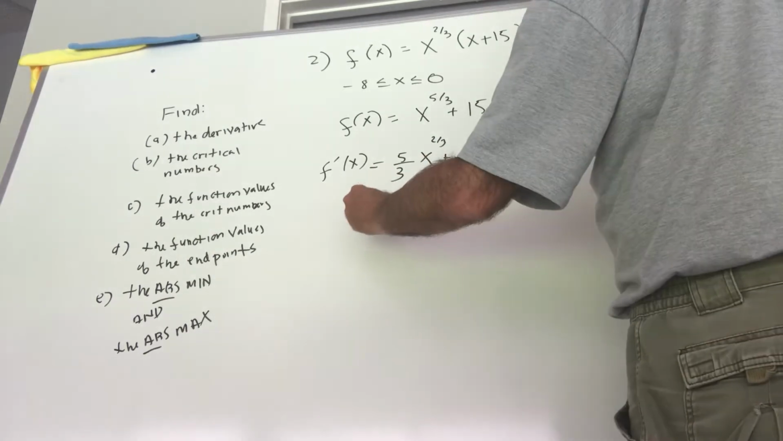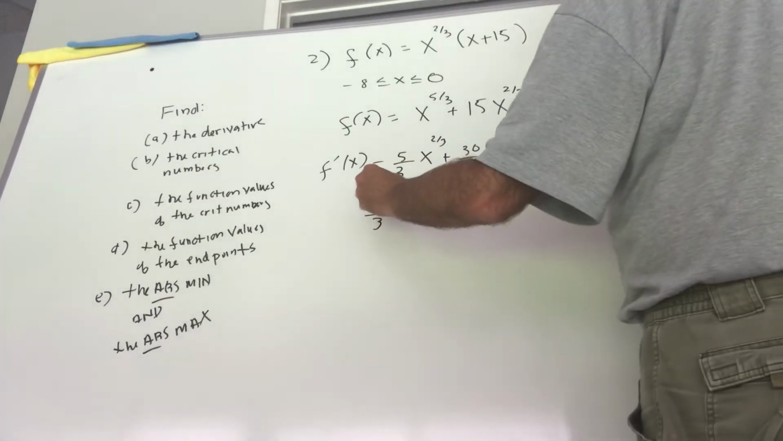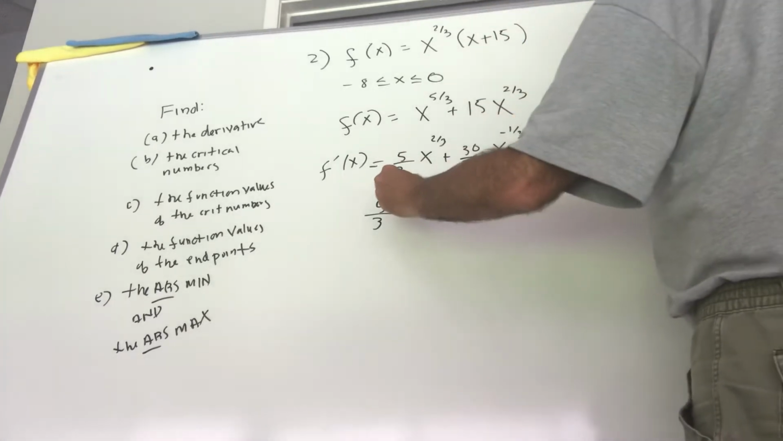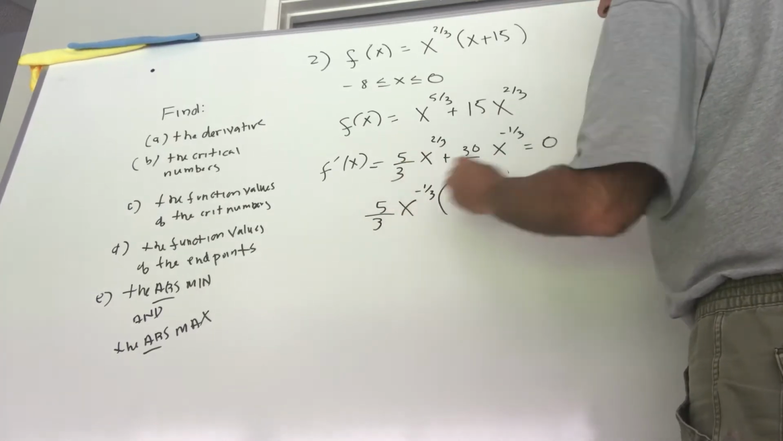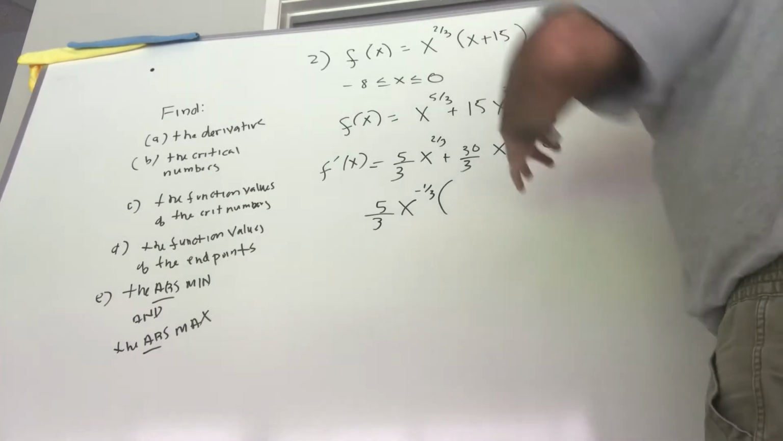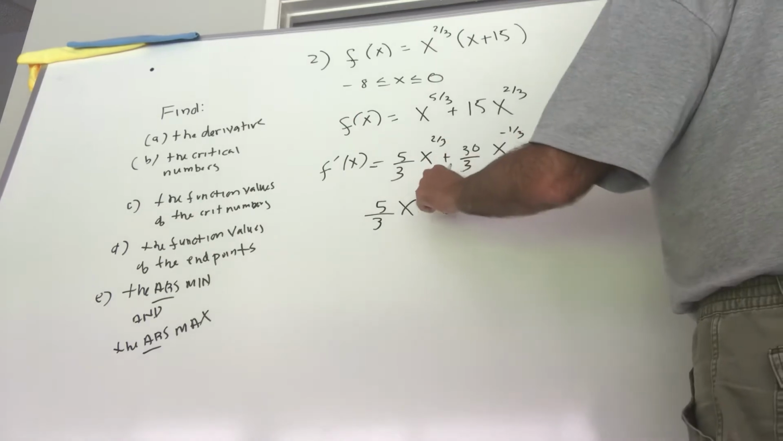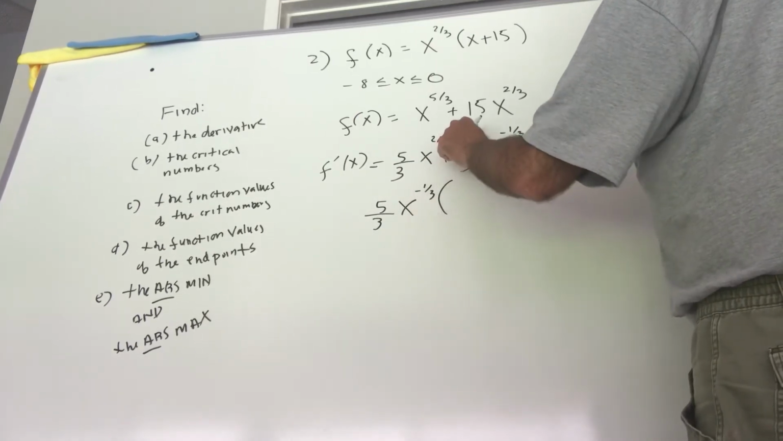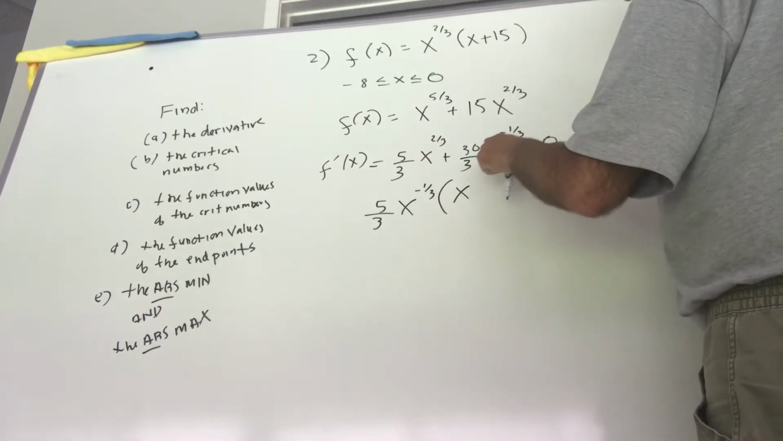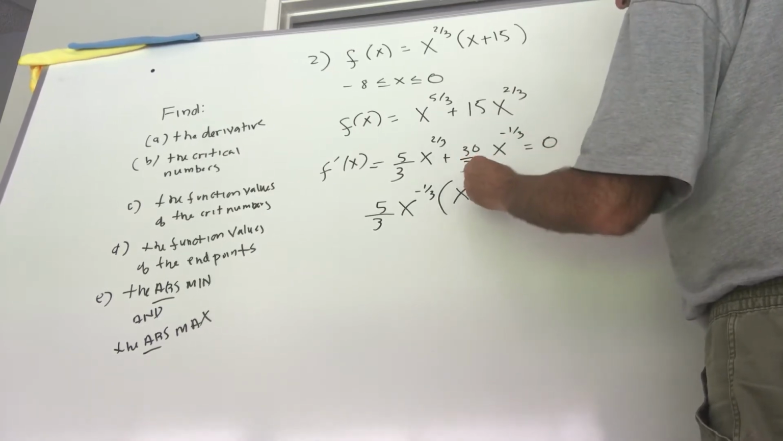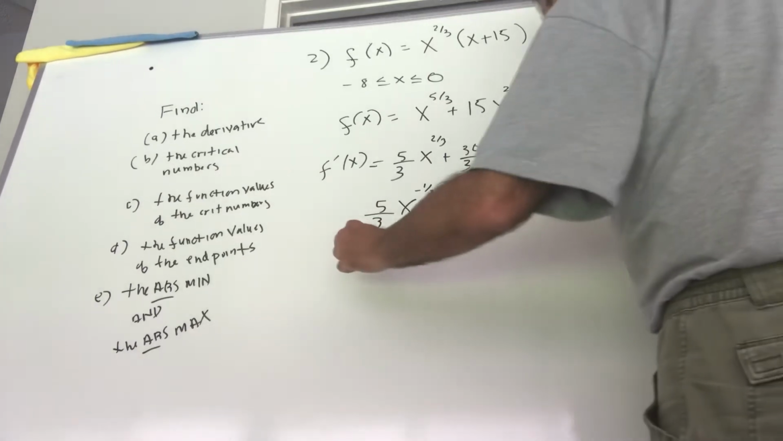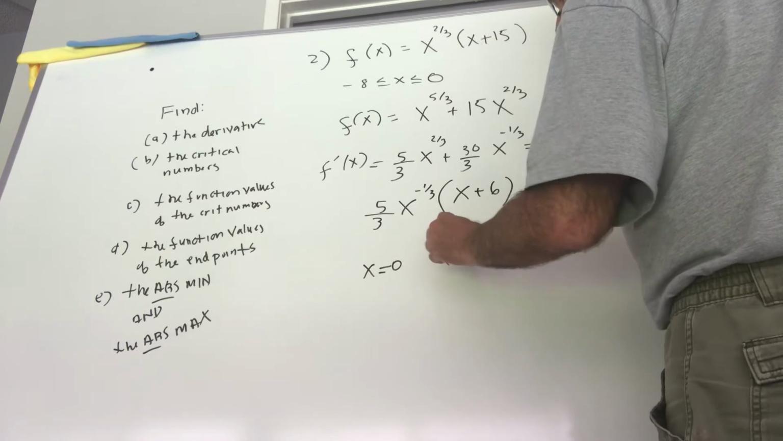So I'm going to factor out the third. 5 and 30 have a common factor of 5. So I'm actually factoring out a 5/3. And then the lower power here is x to the negative 1/3. Now it's been a while since we've dealt with fractional exponents and negative exponents. So just realize they behave like any other exponent. We're factoring out the lower power. Now, if I factor out a negative 1/3, subtracting a negative 1/3 is really adding a third, so I get x plus 6. So I get 2 critical numbers: a critical number at 0 and a critical number at negative 6.